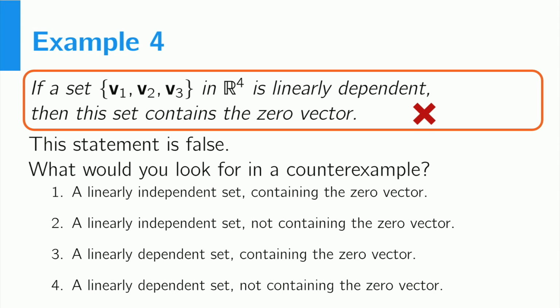This is not correct. The statement claims that something happens for a linearly dependent set. So any statement concerning a linearly independent set does not teach us anything about the validity of the statement. Could you try again?